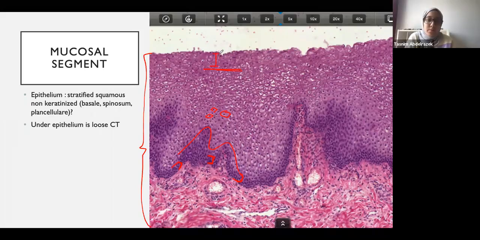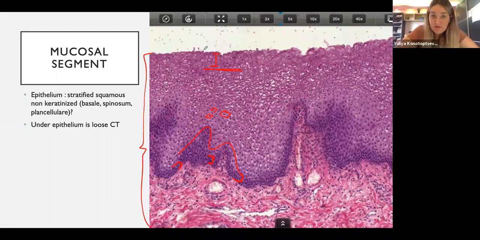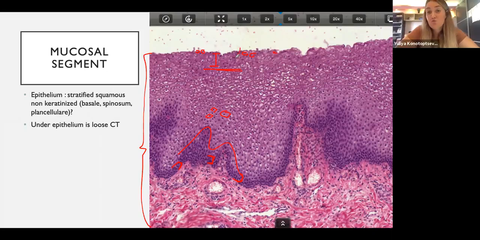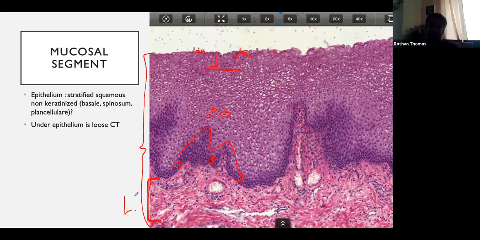Very good. You can see that in this layer, what are these dark dots? Nuclei, of course. So these nuclei are the evidence that this epithelium is non-keratinized. So this is for sure non-keratinized epithelium. What is this layer right here? Lamina propria. Very good.